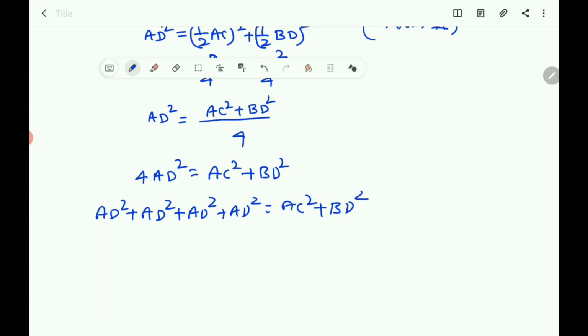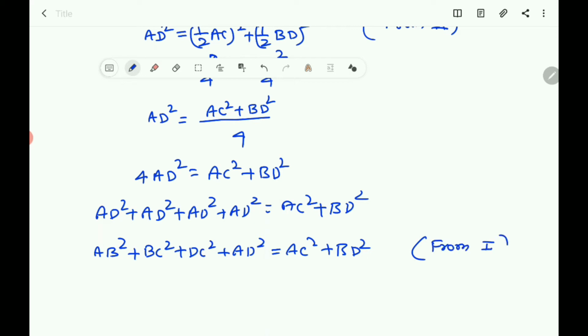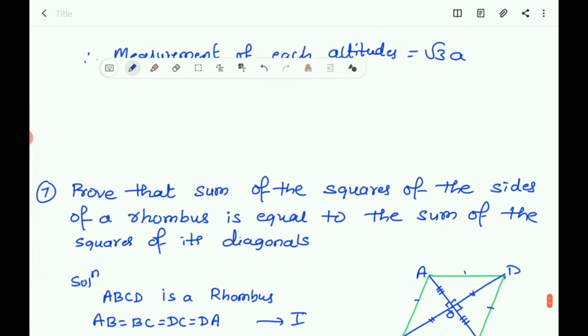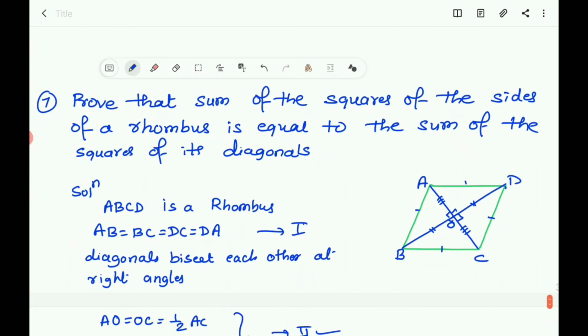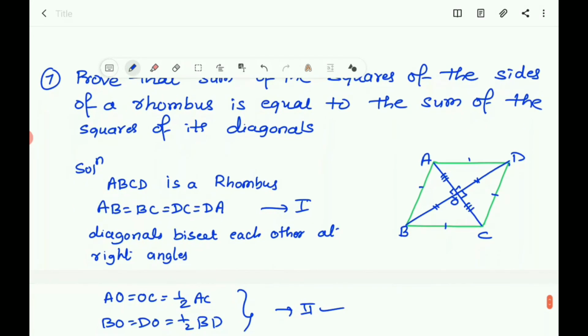For one AD square you can write AB square, second BC square, next DC square, and this is AD. So AB square plus BC square plus DC square plus AD square is equal to AC square plus BD square. For this you can give the reason from first, as all 4 sides of the rhombus are equal. You got the result: the sum of the squares of the sides of a rhombus is equal to the sum of the squares of the diagonals.